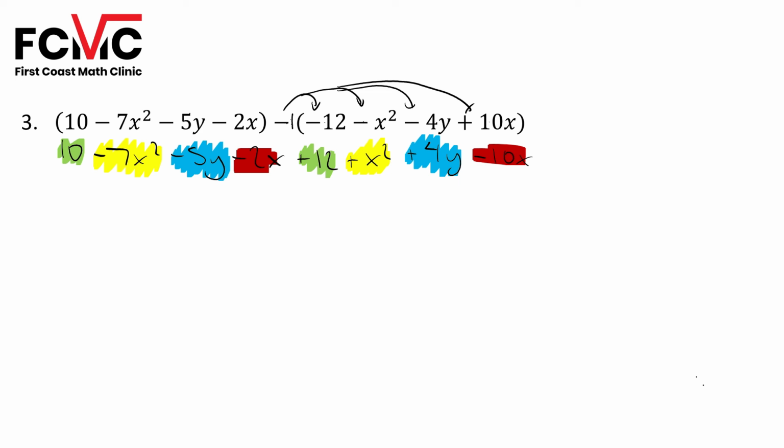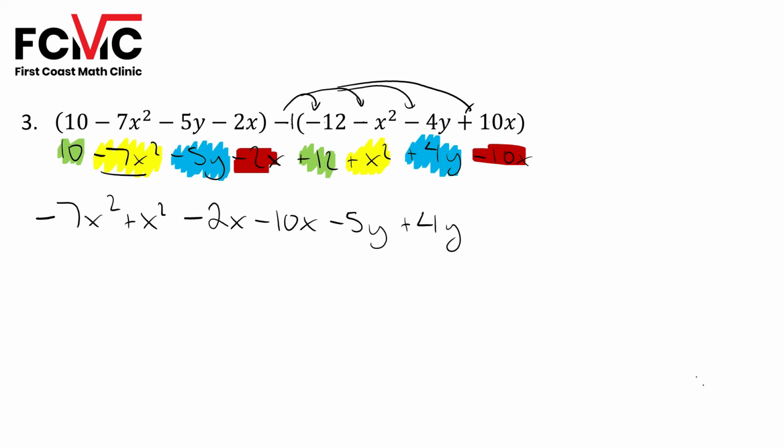So now let's rewrite this. I'm going to start with the term with the highest exponent. So let's start with that -7x squared. And then the plus x squared. And then let's do the -2x minus 10x. And let's do the y's. So -5y plus 4y. Let's do our constants. So we've got a positive 10 and a positive 12.